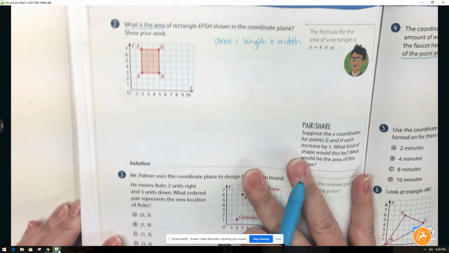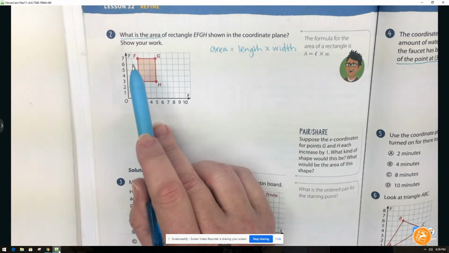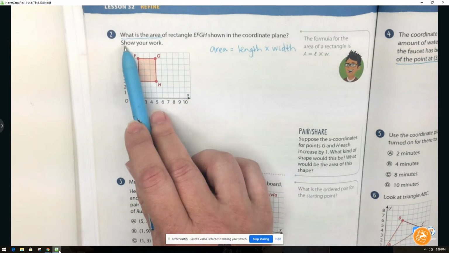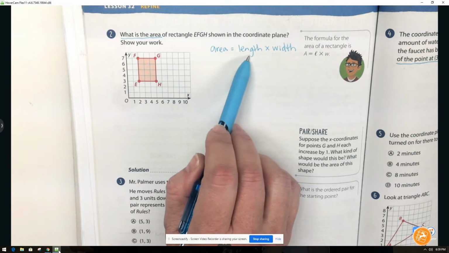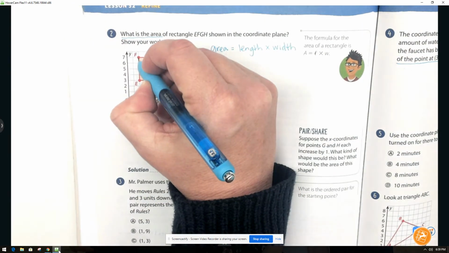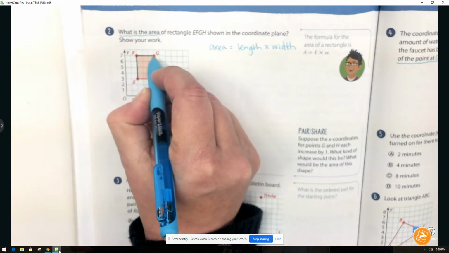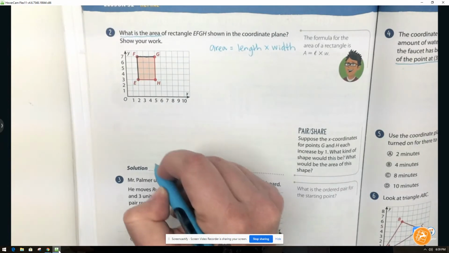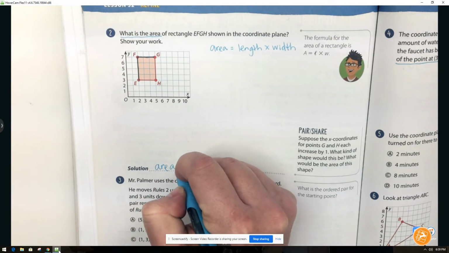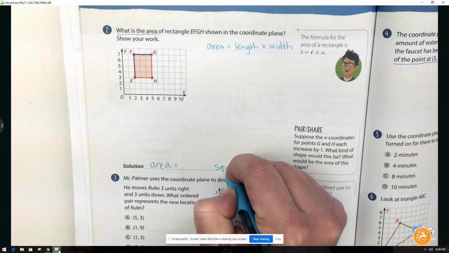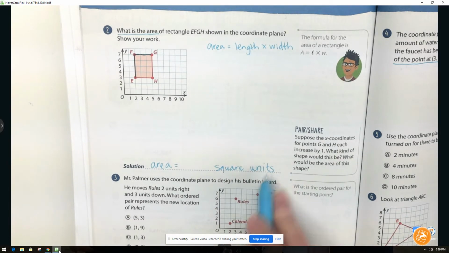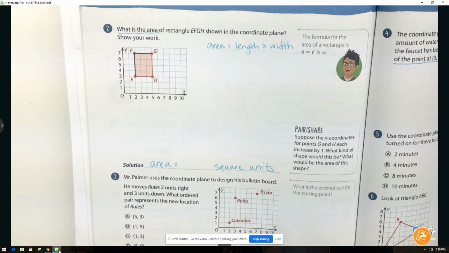Okay, for number 2. What is the area of the rectangle EFGH shown in the coordinate plane? Show your work. So remember, area is the length times the width. So you want to take one side and then another side, and you're going to multiply those two to find the area. So the area equals how many square units? Because remember, whenever you multiply to find area, your answer is in square units.